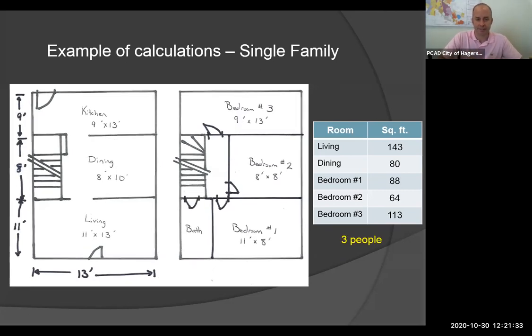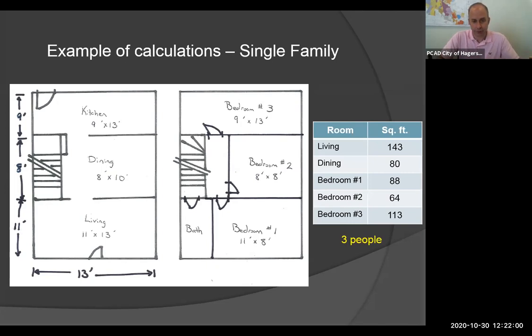So I took those exact same things and went to the next example, which is still that building; I just shrunk it by a couple feet. Now our living room is 143 square feet, and our dining room is 80 square feet. Based on those, we can say, oh, we could have up to 5 people because I have the 120 for the living and the 80 for the dining. But then we have to take into consideration the bedrooms as well.